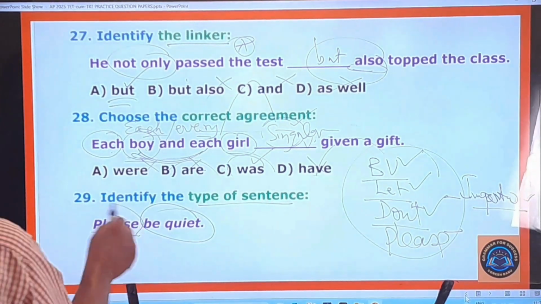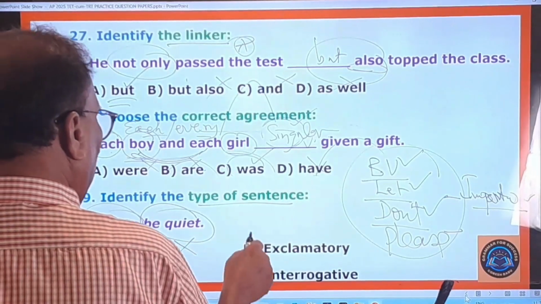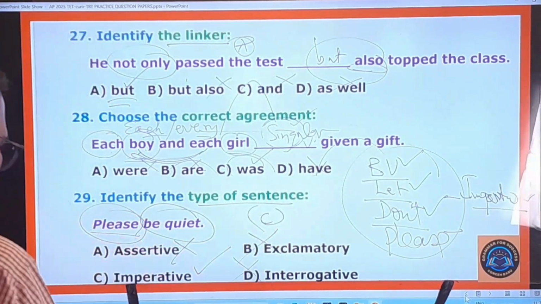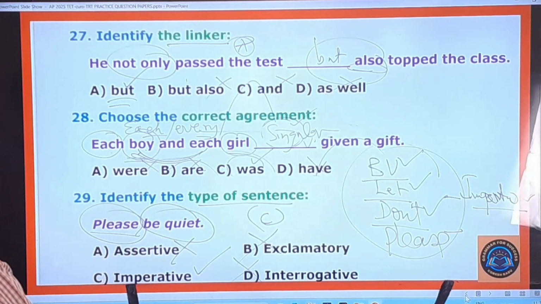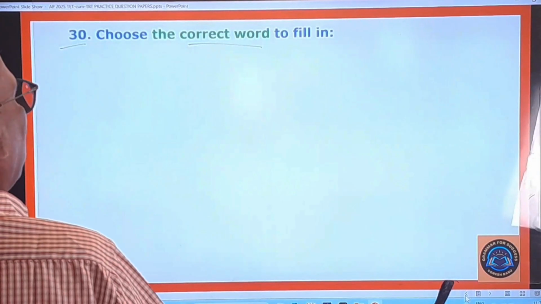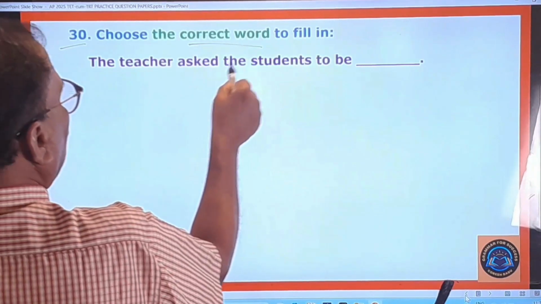So here please is there. You can easily identify that. Assertive, no. Exclamatory, no. Imperative, no. Only imperative. Therefore C is your answer. And now you move on to other questions. 30th question. Choose the correct word to fill in. What is the correct word to fill in the blank? The teacher asked the students to be.